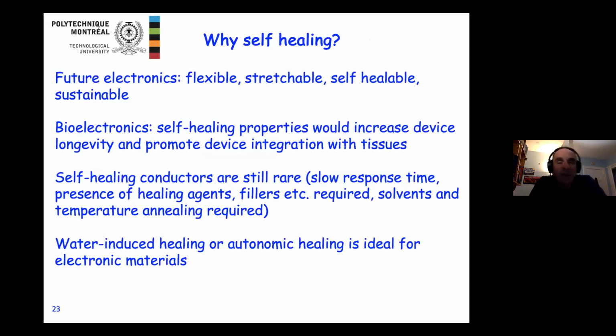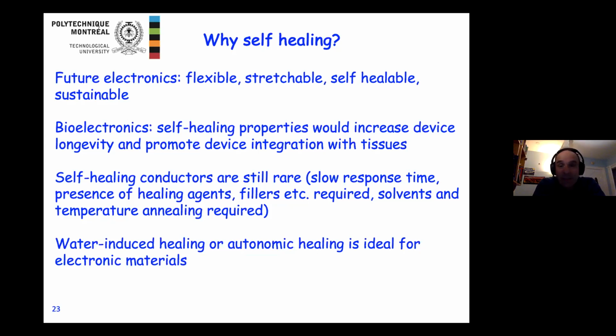So why do we want to have self-healing electronics? Because we believe that it's also a key for sustainable electronics to have materials that can repair by themselves without need of replacement. Of course, it's a little bit of a dream, but it's kind of true. Then also in bioelectronics, sometimes we have materials that are difficult to access, for instance if we implant them, and it would be an advantage if these materials can heal by themselves in an aqueous environment.